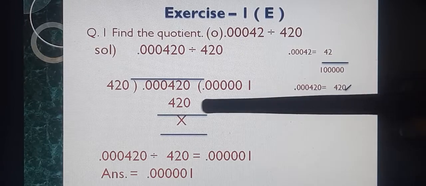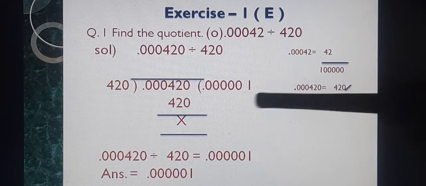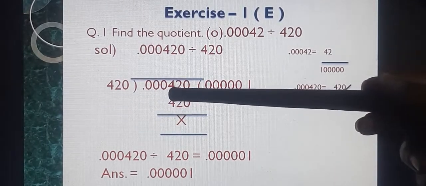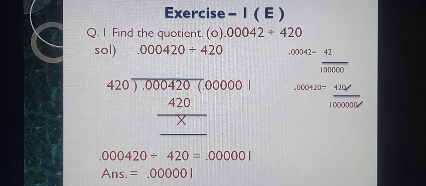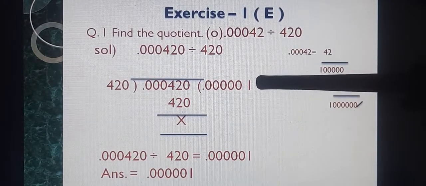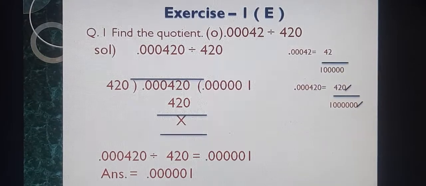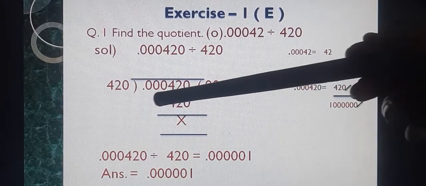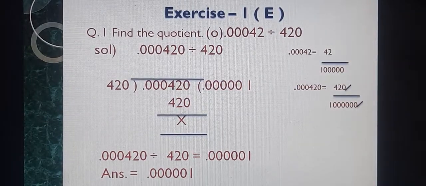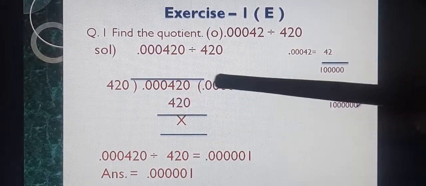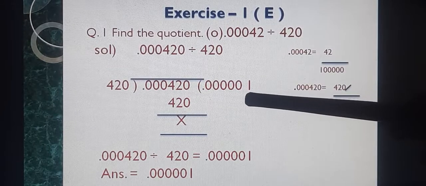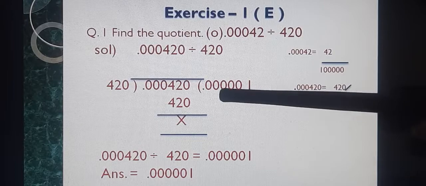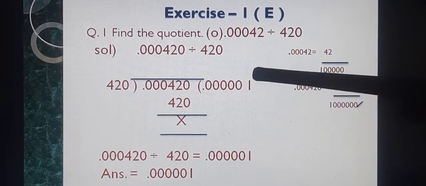420 ones are 420. Now consider this decimal. After decimal 1, 2, 3, 4, 5, 6 digits are there. Here after decimal we want again the digits which are present in the dividend. 6 digits are present there in dividend. So after decimal we want 6 digits. We have only one digit, that is 1 only, 1's place. So we will put zeros. 1, 2, 3, 4, 5 zeros we will put. Now there are total 6 digits.